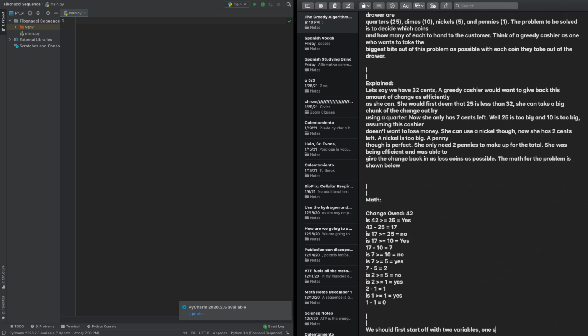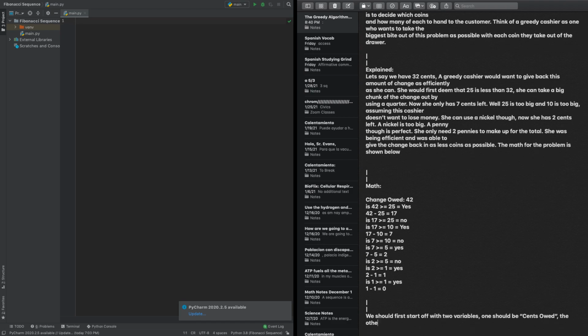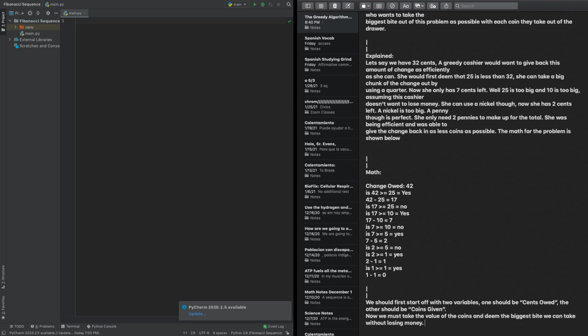We should first start off with 2 variables. One should be cents owed and one should be coins given. Now we must take the value of the coins and deem the biggest bite that we can take without losing money.